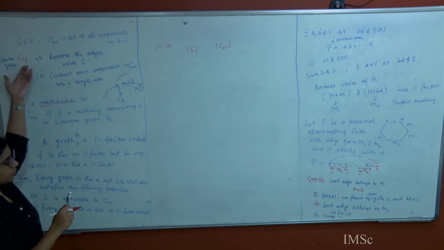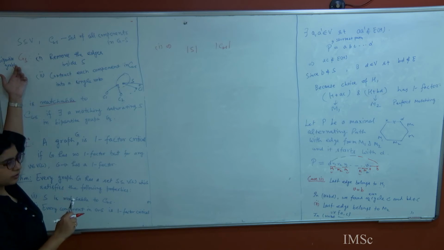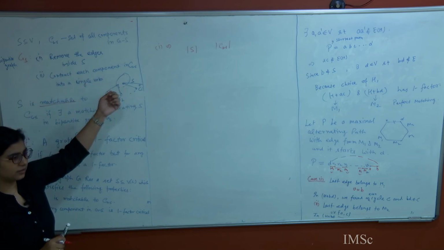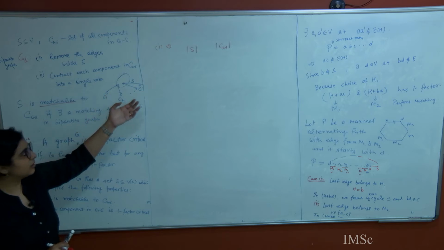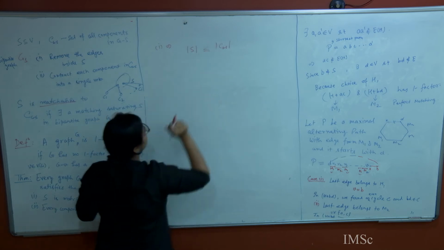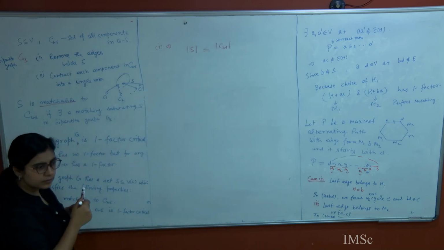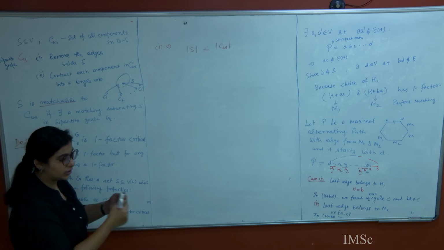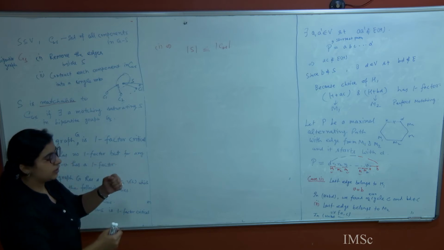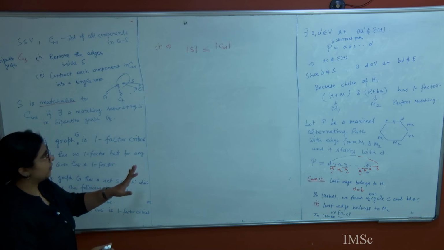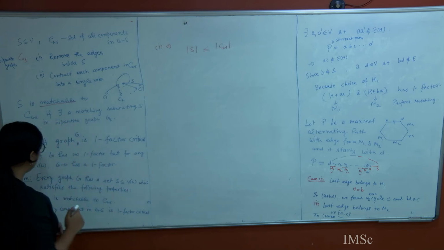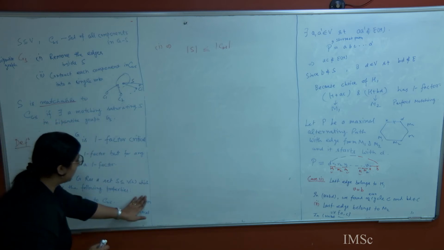Look at this bipartite graph. In this bipartite graph, I am saying that S is matchable to C(G − S). What does it mean? This is less than or equal to, right? Because S is matchable, there exists some matching which saturates all the vertices in S. So, the cardinality of S cannot be more than the cardinality of C(G − S), right.